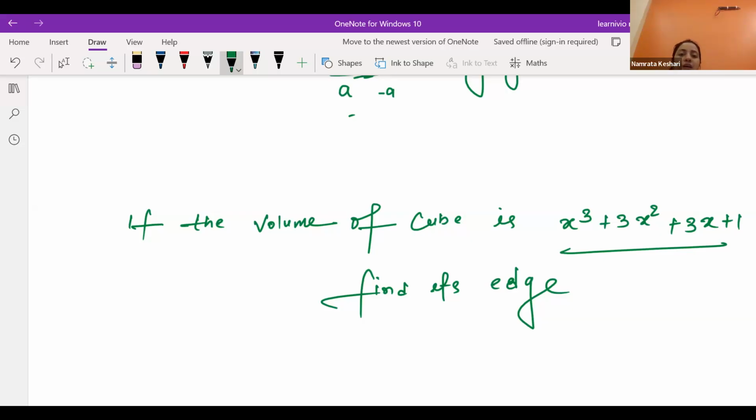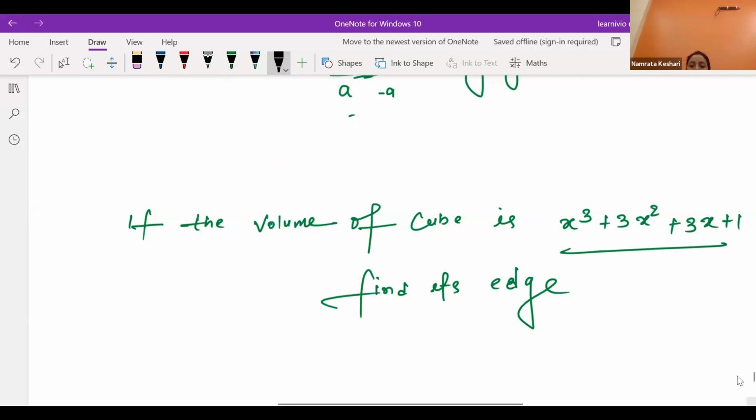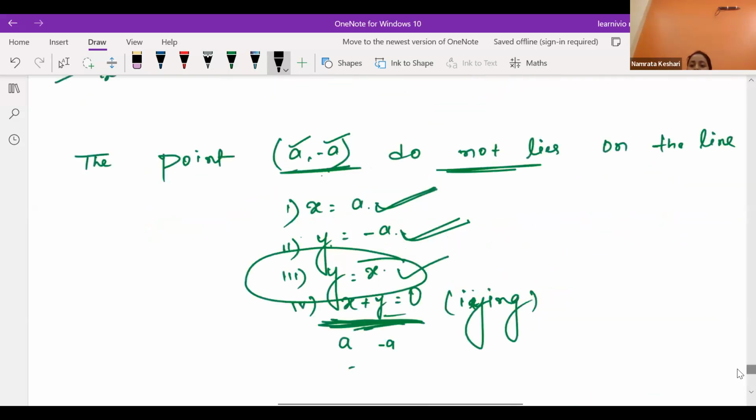Let me tell you which chapter's concept we have to use here. Factorization. Okay, polynomial chapter's factorization concept we are supposed to use over here. Let's do it. Okay, let's do it together.